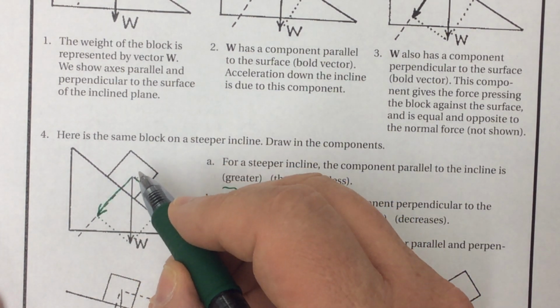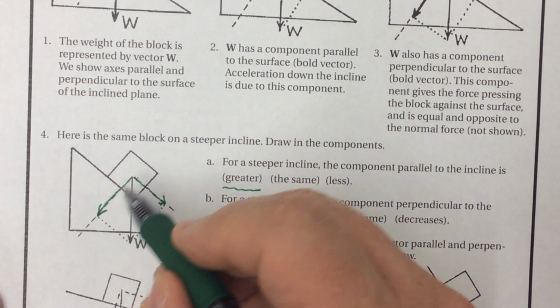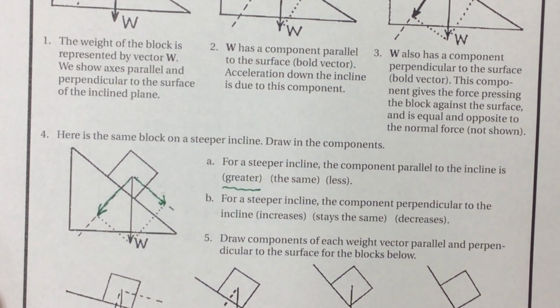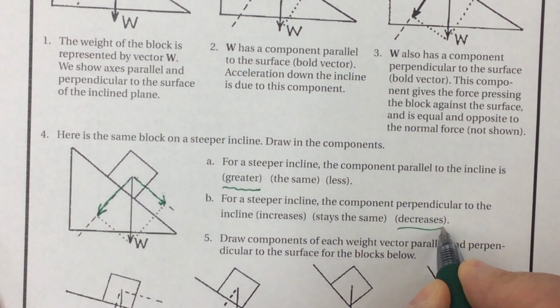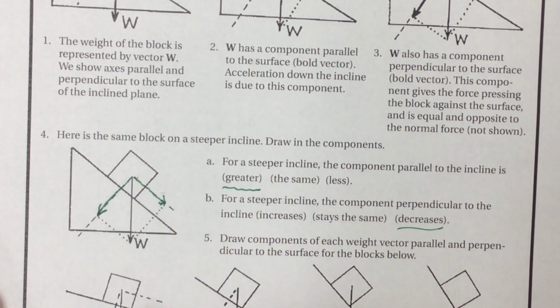Remember, this straight down force is forcing it into the inclined surface. As this is less and less and less, this takes over, and eventually it slides down. Okay, so this would decrease. The steeper it is, this perpendicular force decreases.